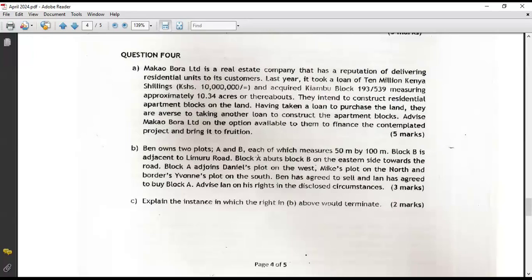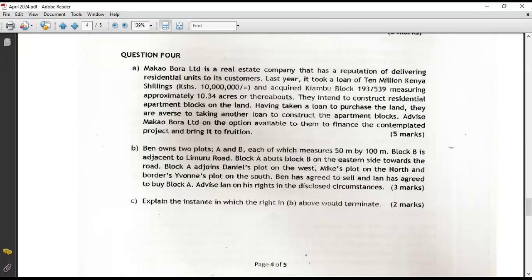You start by drawing a sketch. If you were doing physical classes, I could have shown you the sketch. So you draw a sketch first. Then secondly, Ian's plot A is in between all these plots: Mike, Daniel, Yvonne, unaona? Okay. And plot B. So he needs to access, and also there is Limuru Road. So that is a correct interpretation.